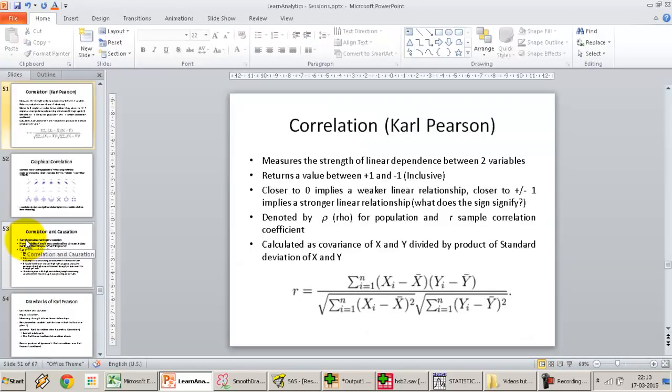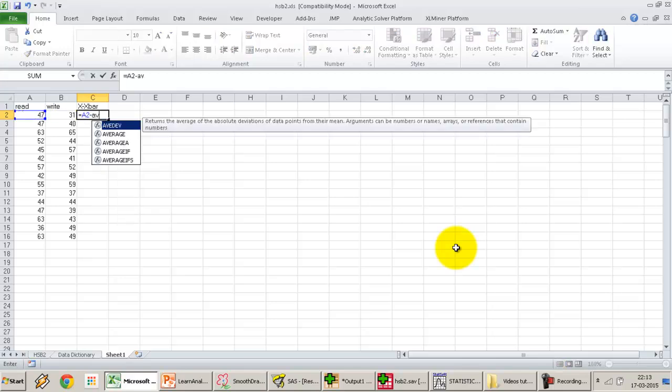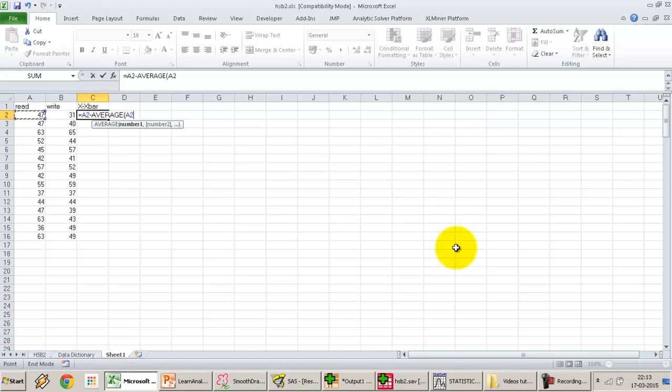The first step is that we need to calculate the numerator, which is the summation of xi minus x bar times yi minus y bar, with i equal to 1 to n. That is, for each row we have to calculate this. X bar and y bar are the means of the variables. So I calculate x minus x bar first. I'm going to take x minus the average of read, and I'm going to lock the formula for the average so I can drag it down, and there we get it.